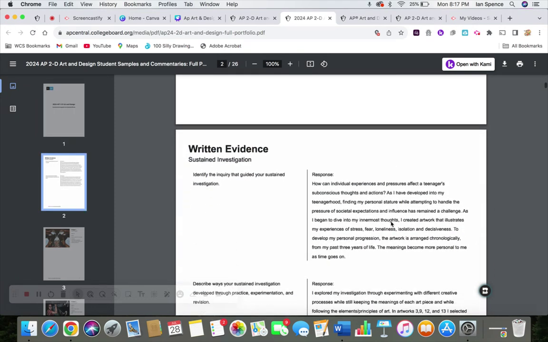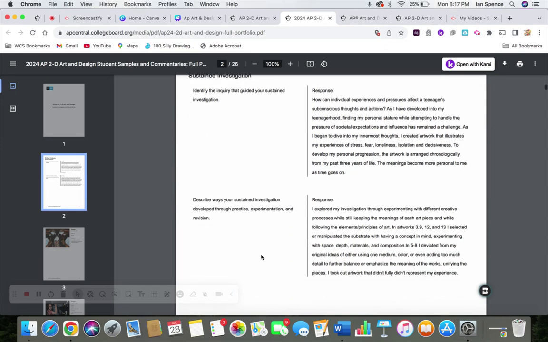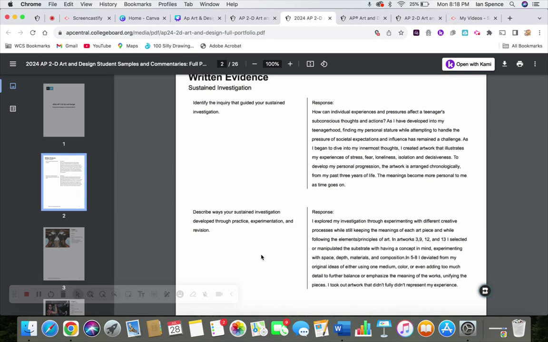And here you can see the written evidence. Now these have to be within 600 characters, which is actually pretty hard to do. They don't check for grammatical errors or anything like that. So you could shorten words, and there are tips and tricks on that, but just know you have to be very clear and concise. With their guiding question, they ask here, how can individual experiences and pressures affect a teenager's subconscious thoughts and actions?